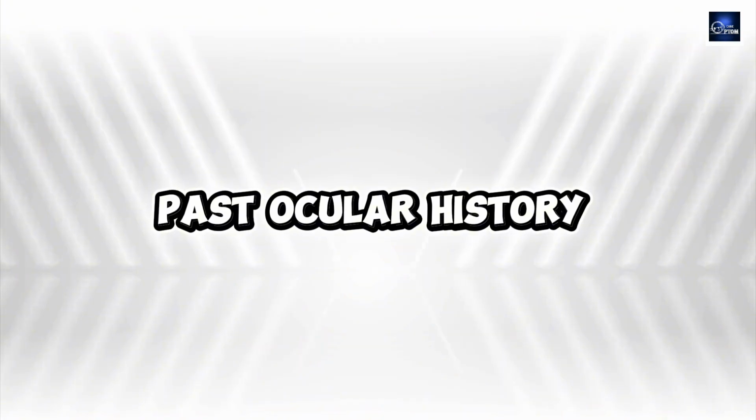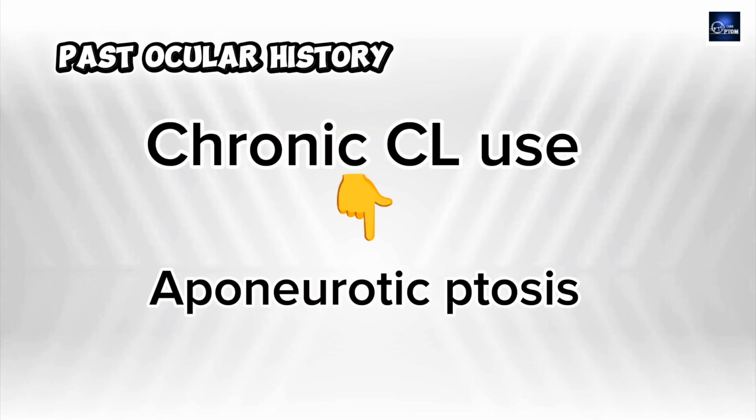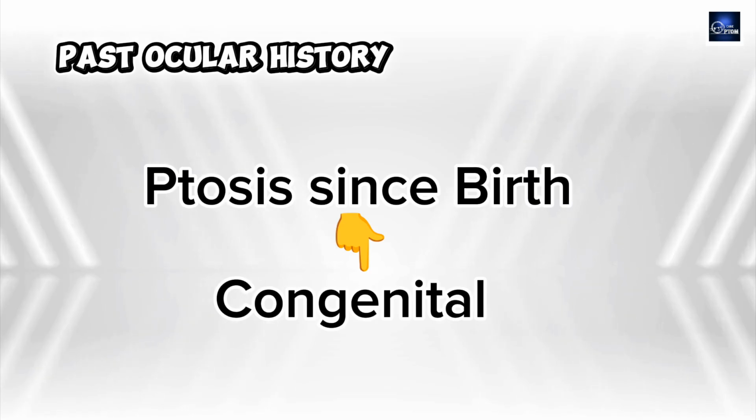Past ocular history is equally important. Ask about previous eye trauma, eye surgery, or long-term contact lens use. Chronic contact lens wear can lead to aponeurotic ptosis due to repeated eyelid manipulation. Also confirm whether the ptosis was present since birth, which supports a diagnosis of congenital ptosis.